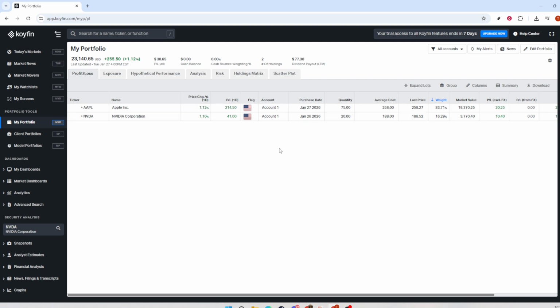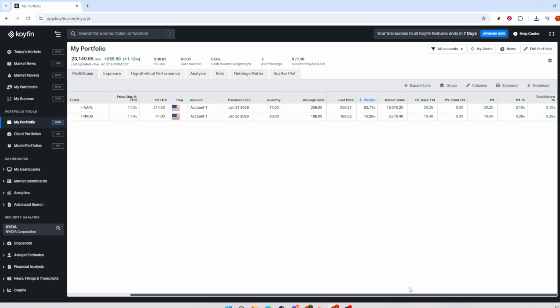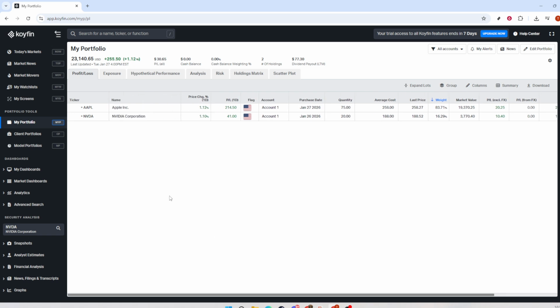Start on the Profit/Loss tab. This is where you see what's driving your returns. Look at total and daily profit and loss, and switch timeframes to review month-to-date, year-to-date, or since inception. Sort by biggest winners and losers to identify what's helping or hurting.